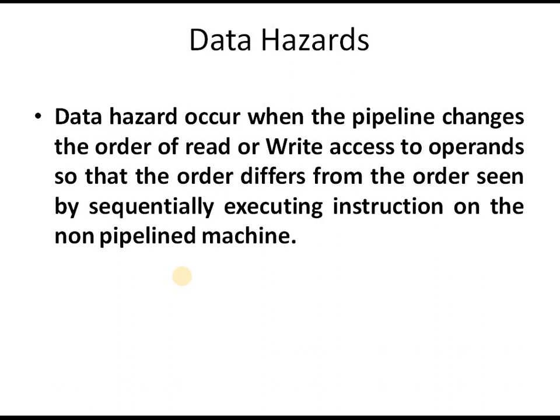Data hazards. A data hazard occurs when the pipeline changes the order of read or write access to operands, so that the order differs from the order seen by sequentially executing instructions on a non-pipelined machine. A major effect of pipelining is to change the relative timing of instructions by overlapping their execution. This introduces data and control hazards.